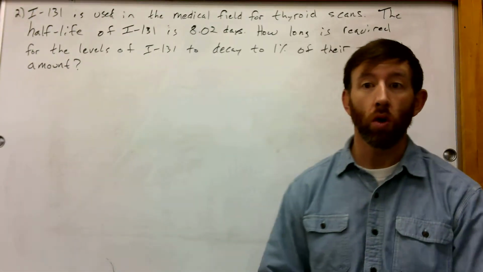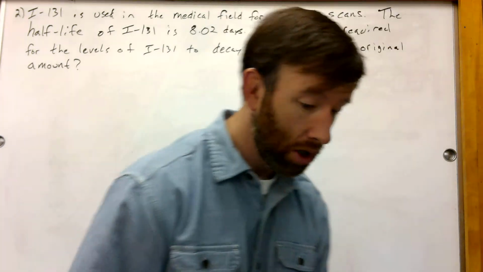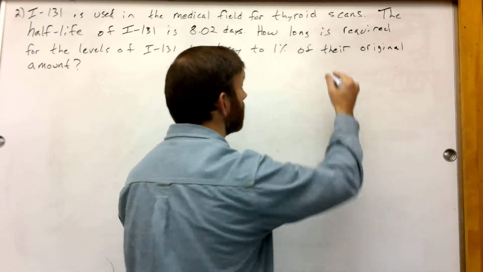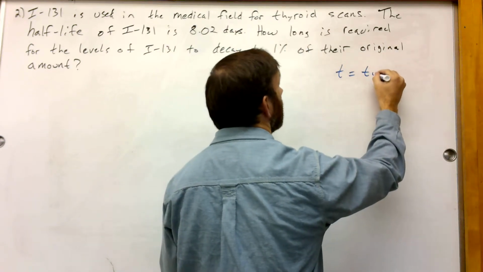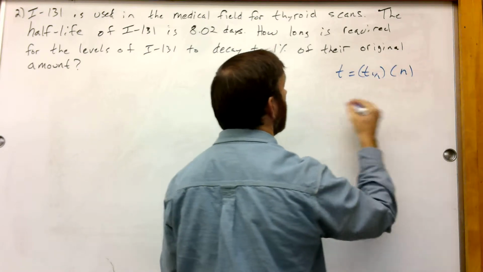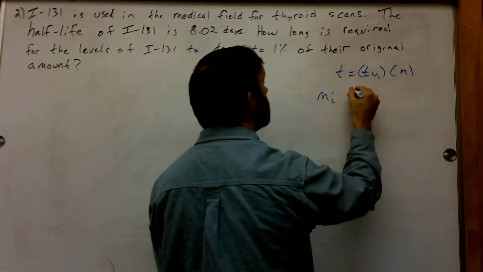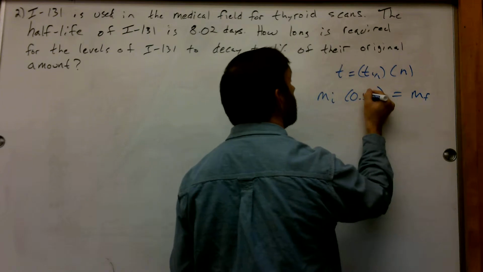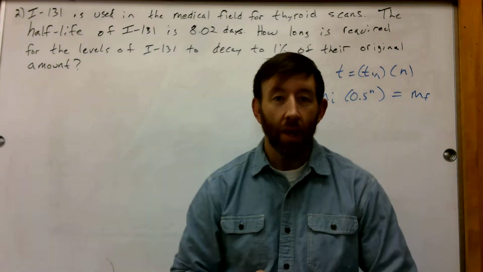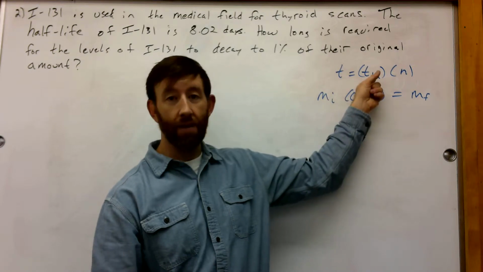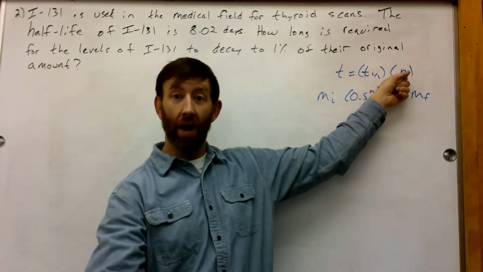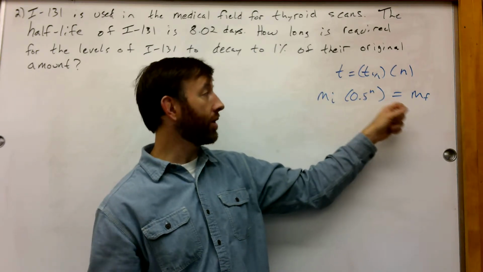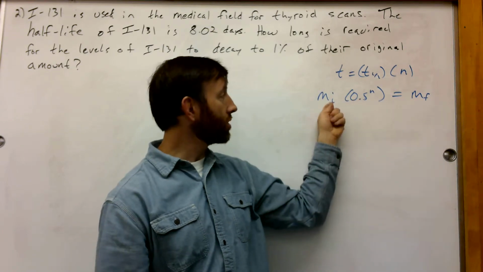All right, so numero dos. We are going to do a slightly different type of problem, okay? So again, I'm going to go ahead and write my formulas. t equals t 1/2 times n, and mi times 0.5 to the n equals mf. Now, remember, t is our age, t 1/2 is our half-life time, n is the number of half-life periods, mi is our original amount, 0.5 to the n, and still the number of half-life periods, and mf is our final amount. So this is how much we start with, this is how much we end with.